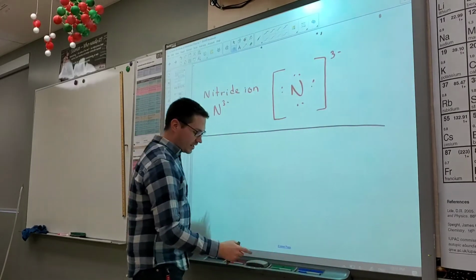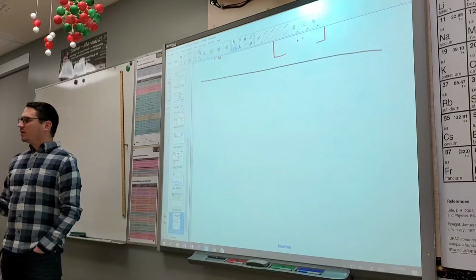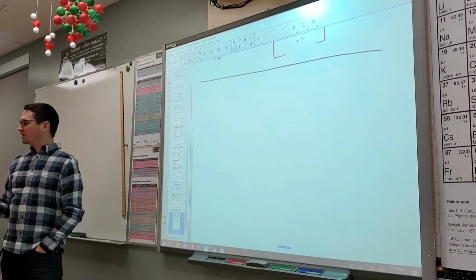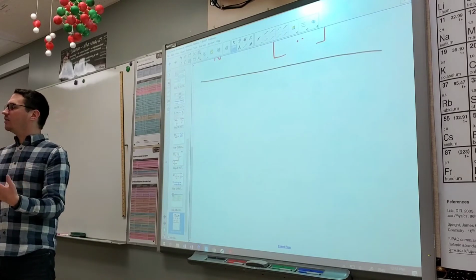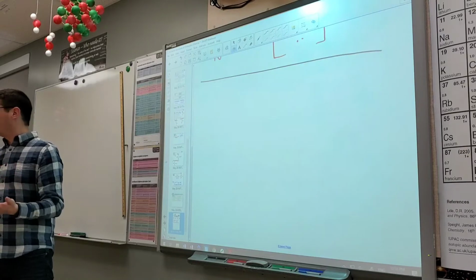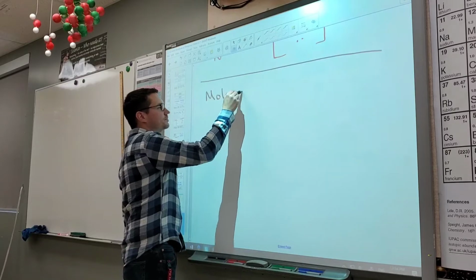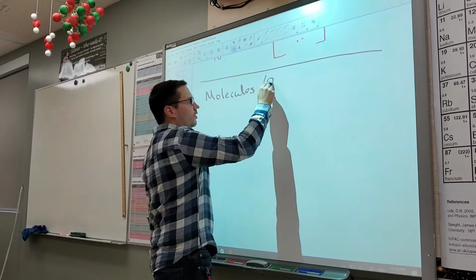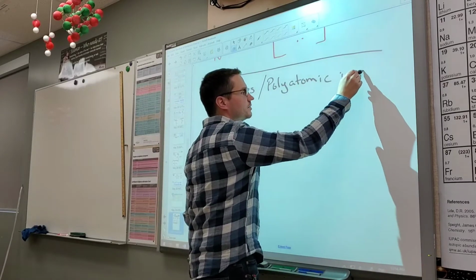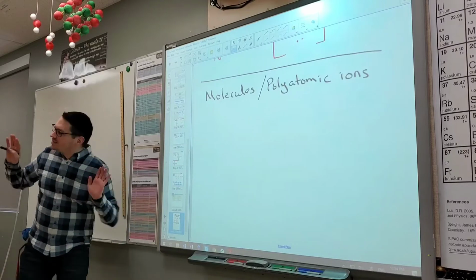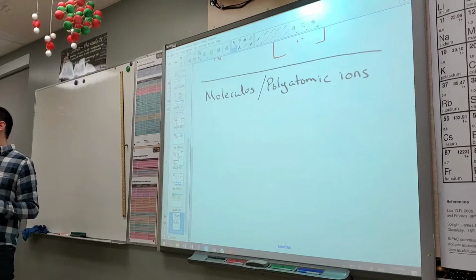The next little bit that we started talking about was all about polyatomic ions and molecules. Right? How can we arrange all of the atoms and all of the electrons in a molecule? That was the idea. So when we're thinking about molecules or polyatomic ions, let's just dive right in. Let's see if we can remember a little bit about this.